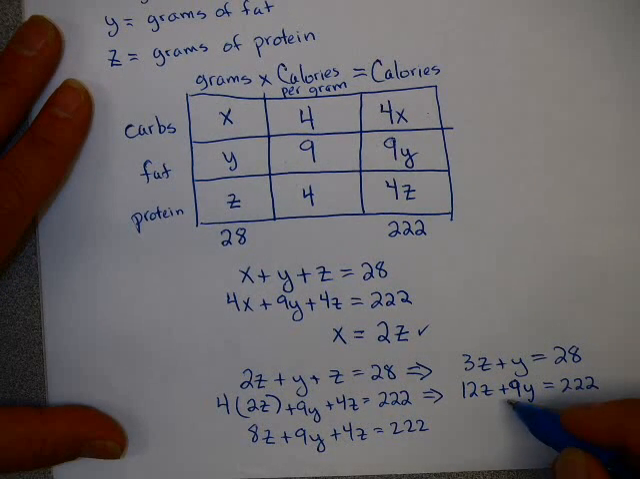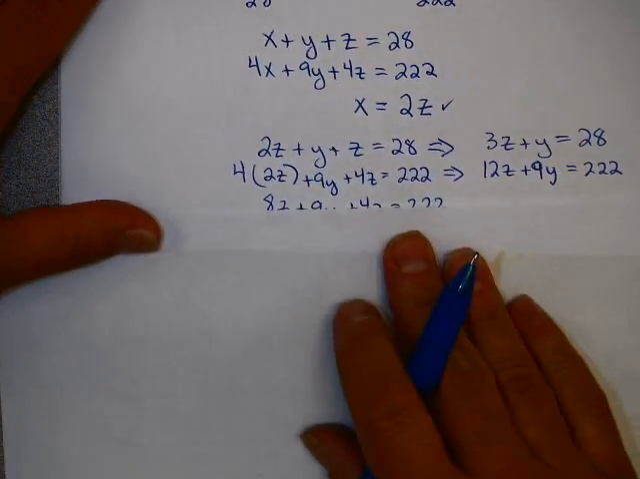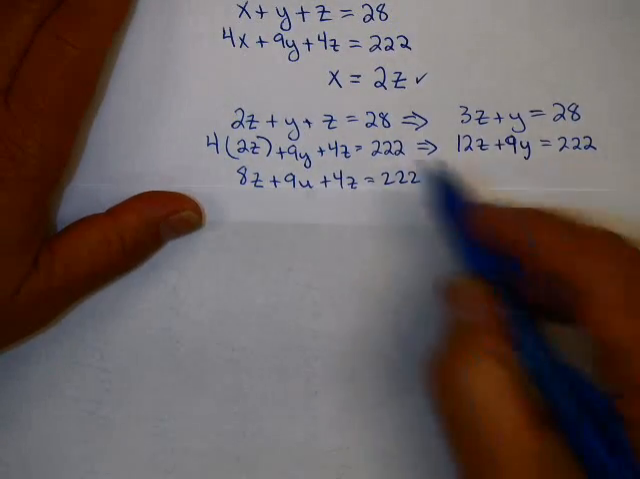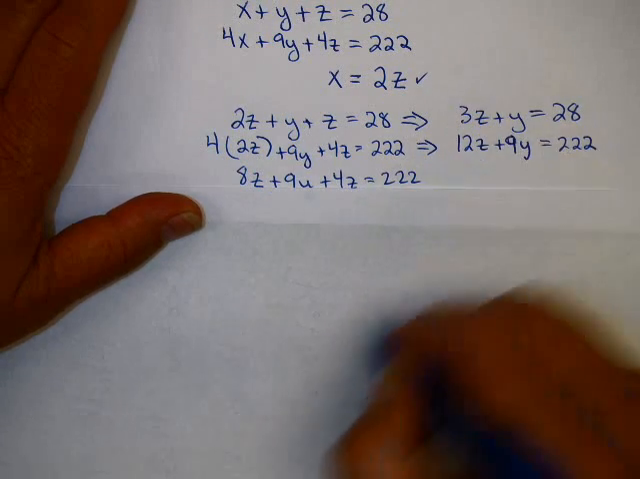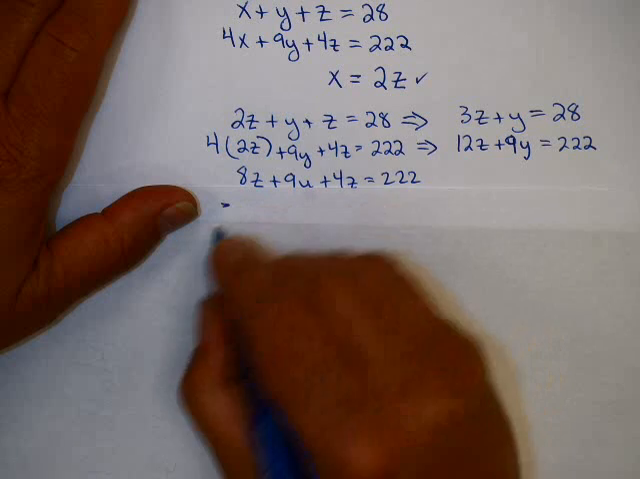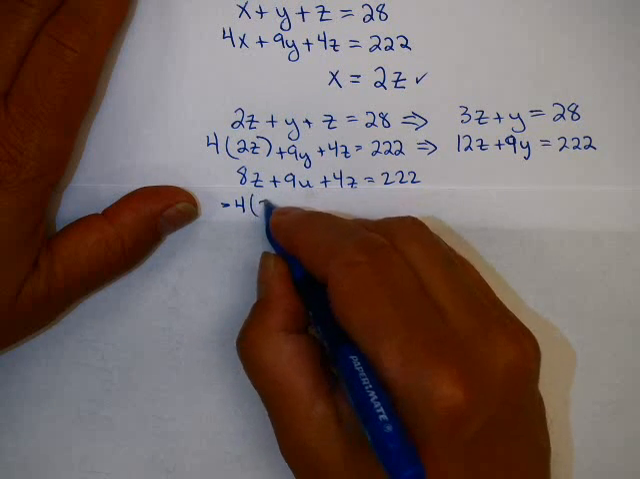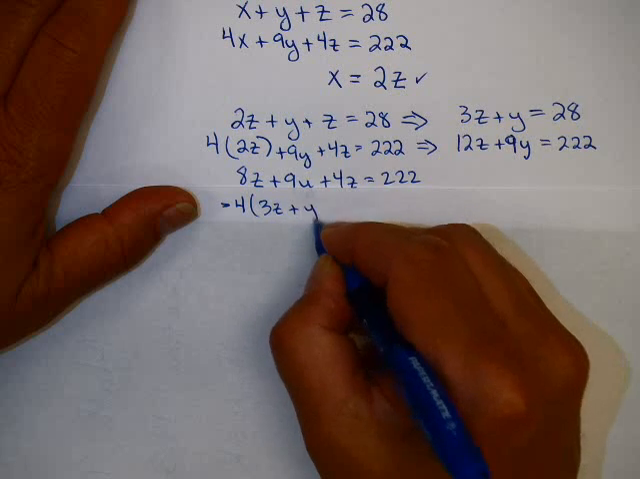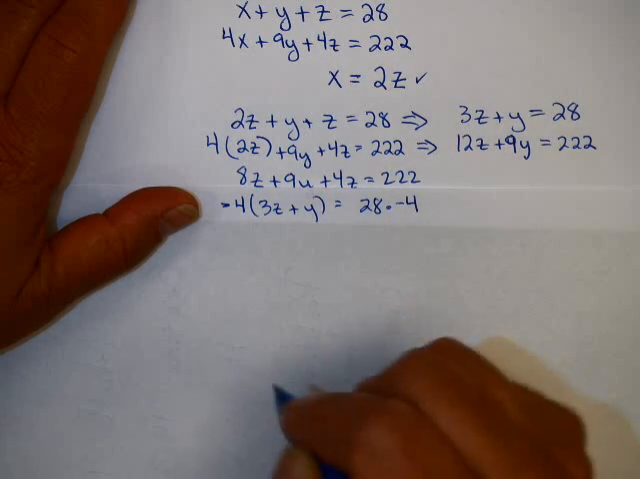So I have this equation, and with this equation, I now will move forward. I'm going to give myself a little bit more paper here to work with this. So I'm going to use these system of equations. I'm going to multiply the top one by minus 4. So minus 4 times 3z plus y equals 28 times minus 4.